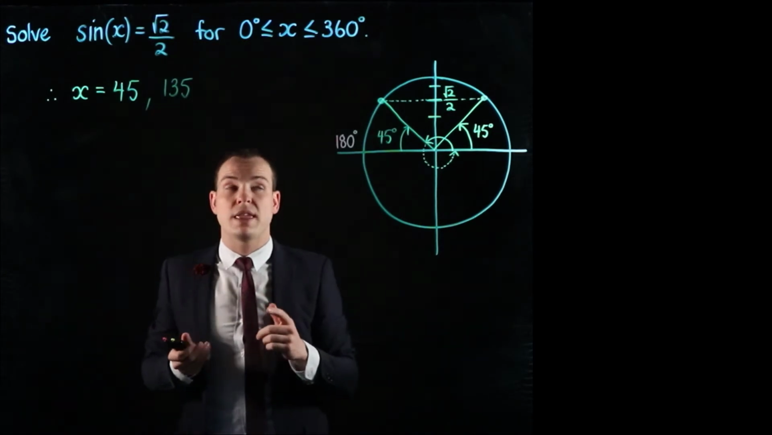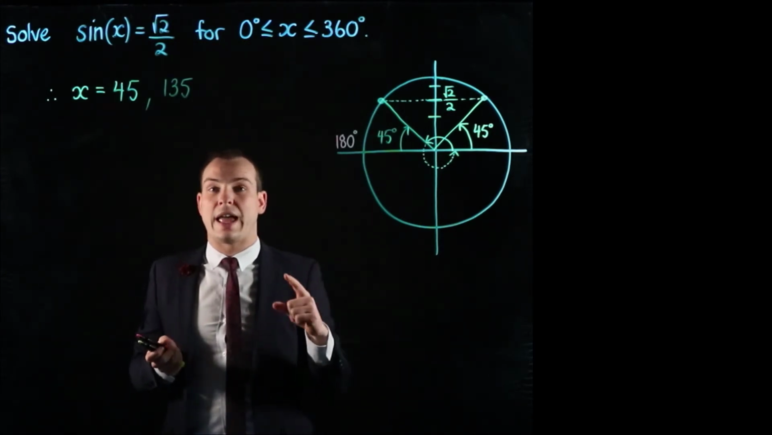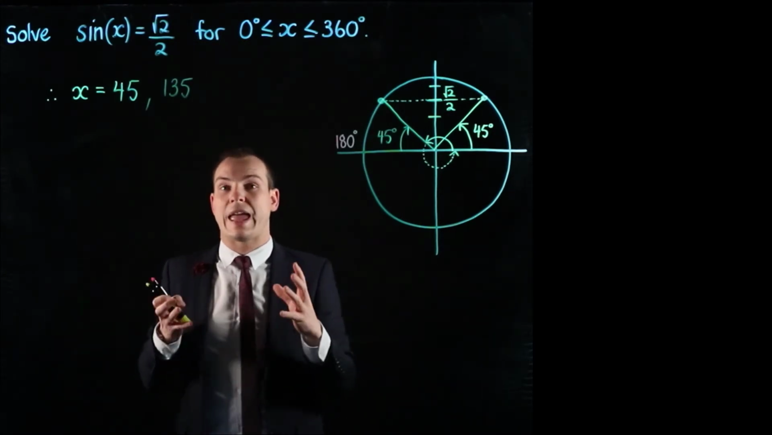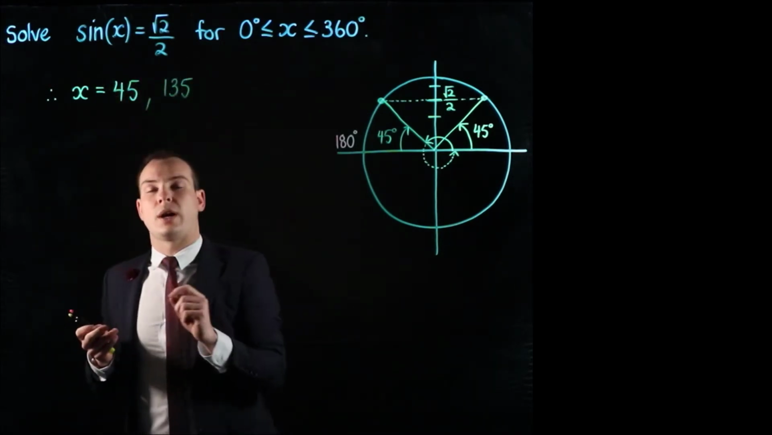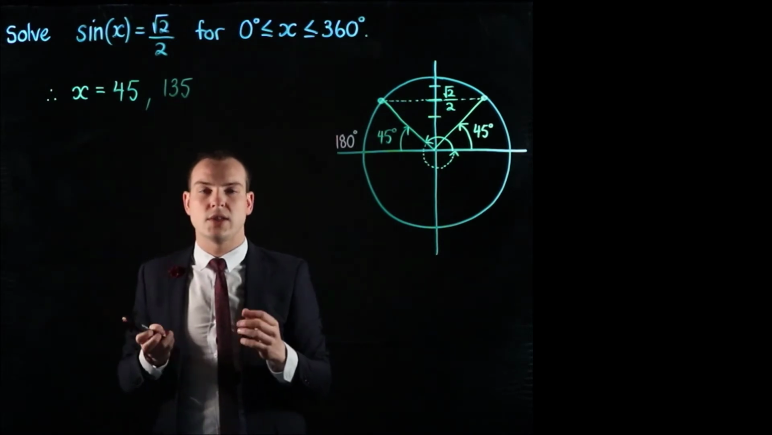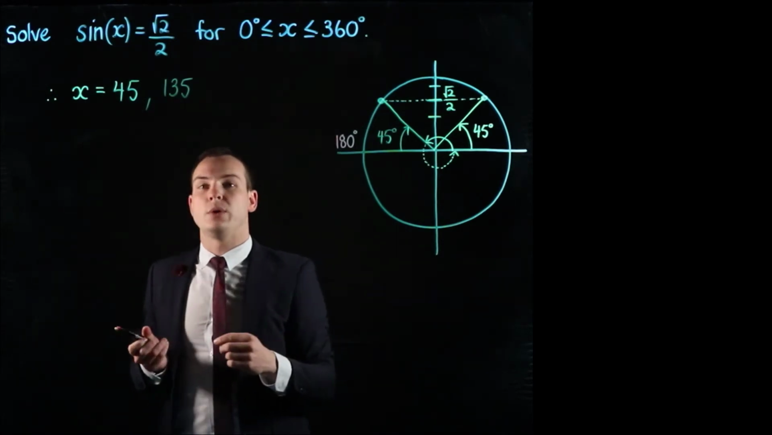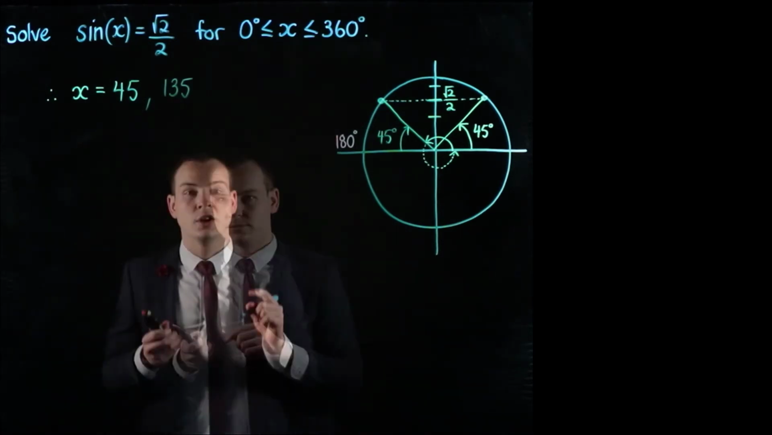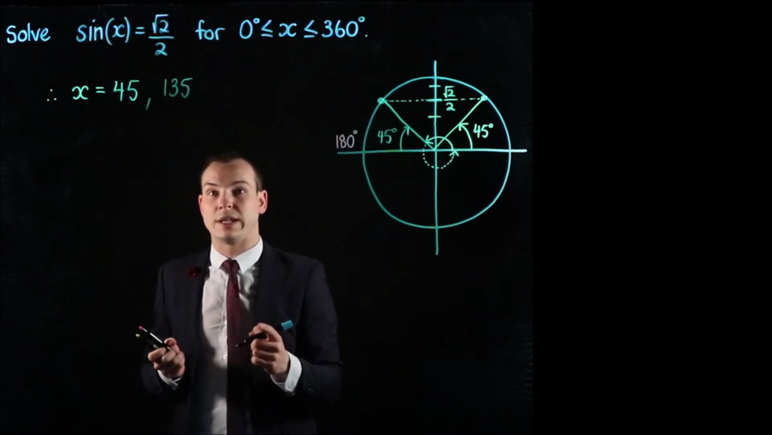Before we wrap up, we're going to look at a graphical approach and see how we can relate the solutions to this equation to a graph. And then at the very end, I will quickly put this in a calculator so that you can see how that's done, and hopefully we'll get the same values out. First off, we'll start by looking at the graph.